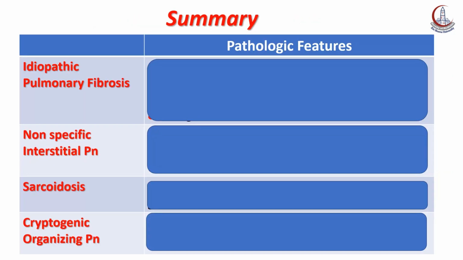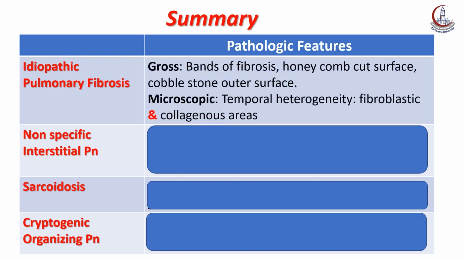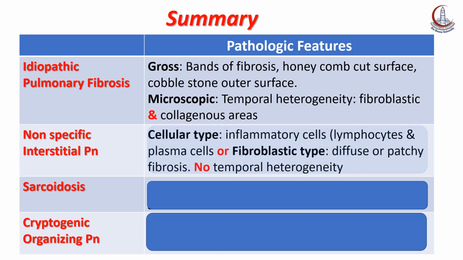To summarize, pathologic features of idiopathic pulmonary fibrosis: grossly there are bands of fibrosis, honeycomb on the cut section, and the outer surface revealed, yes, cobblestone pattern. Microscopically there is temporal heterogeneity, fibroblastic and collagenous areas, recent and old areas of fibrosis. Non-specific interstitial pneumonia, cellular pattern and fibrosing pattern. Cellular pattern has inflammatory infiltrate, mostly lymphocytes with very few plasma cells, and fibrosing type has diffuse or patchy fibrosis. No temporal heterogeneity like in IPF.